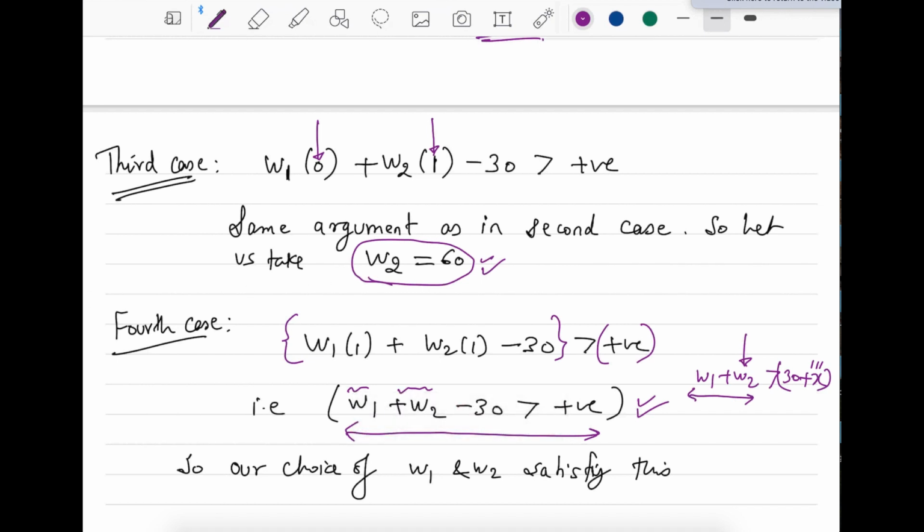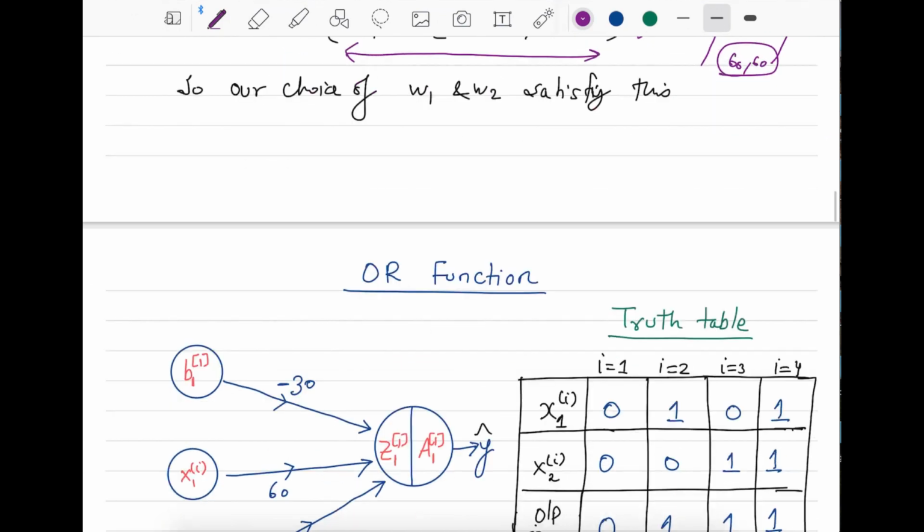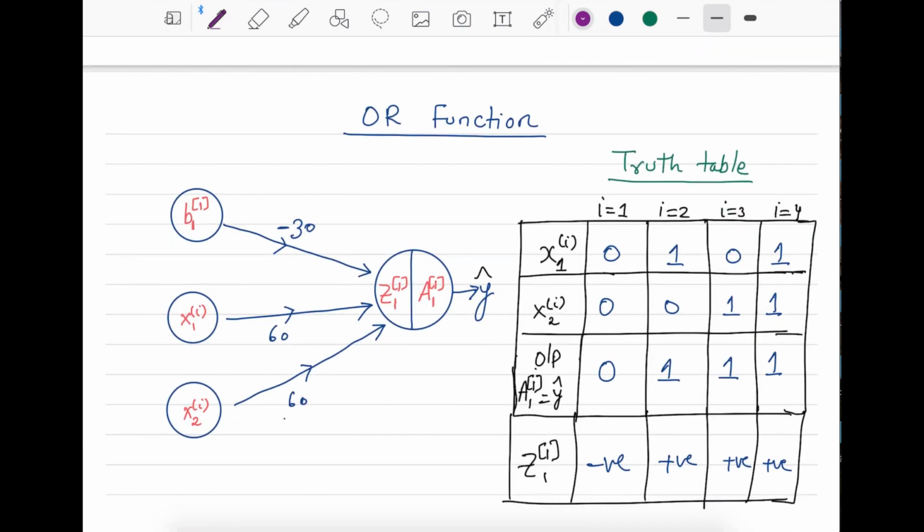Okay, so this constraint is important. As we have taken 60, it will always be greater than this. But any W's that you want to take have to be within this constraint. So as a result, you have W1 and W2 taken as 60, and the third one is taken as minus 30, as we have just derived by using all these cases.